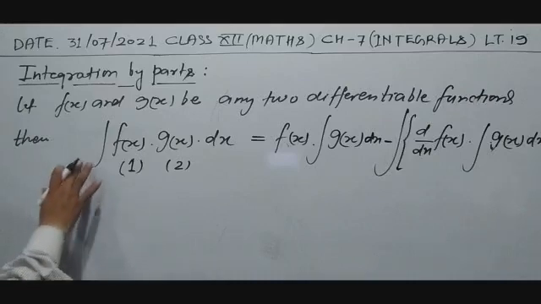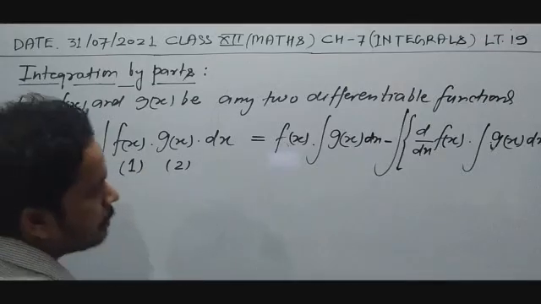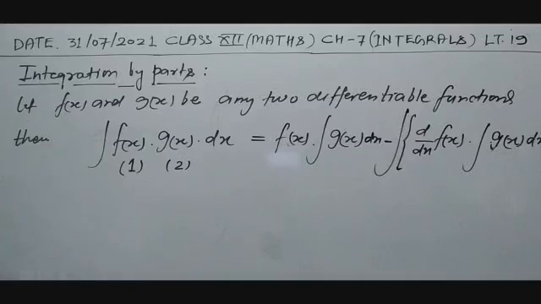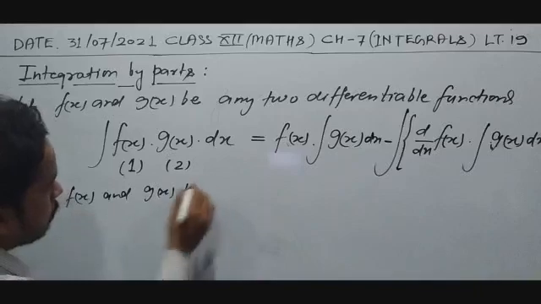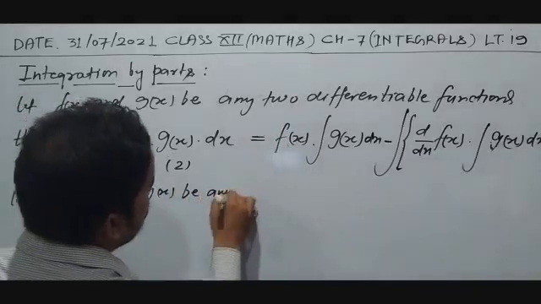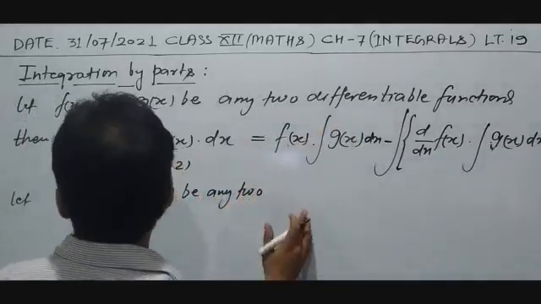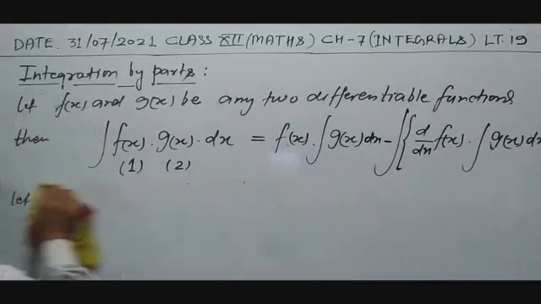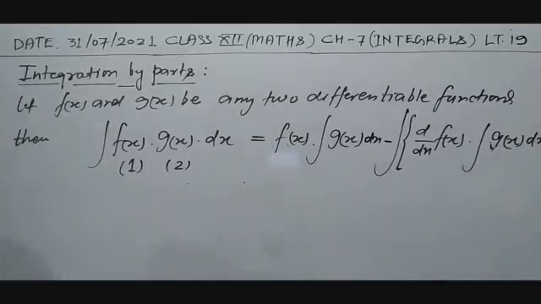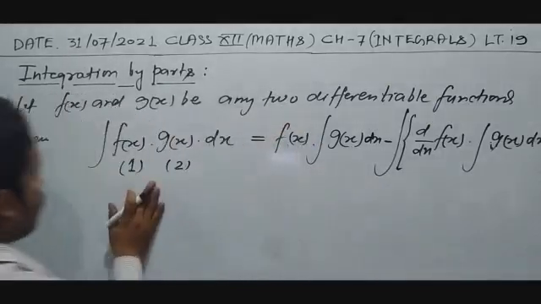Come to the points. How does this result come? We are going to prove how the result comes. See everyone, let f(x) and g(x) be any two differentiable functions. I have written these statements already.